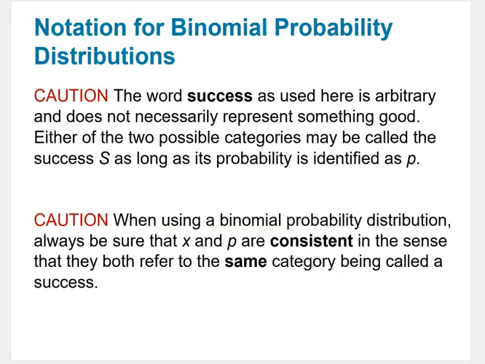A couple words of caution about this. The word success here is very arbitrary. Success could mean that it doesn't work. So you have to be very careful about how you word things, and you have to pay attention to what a success actually means. And when you're doing a binomial probability distribution, always be sure that your x and p are consistent in the sense that they refer to the same category being called a success. So again, that goes back to your wording: what does success mean in the context of this problem? So keep that in mind.